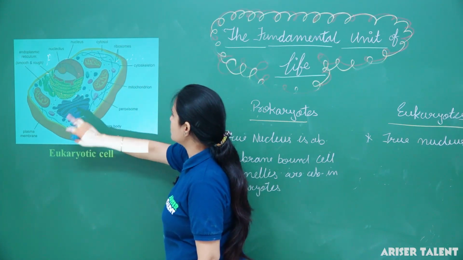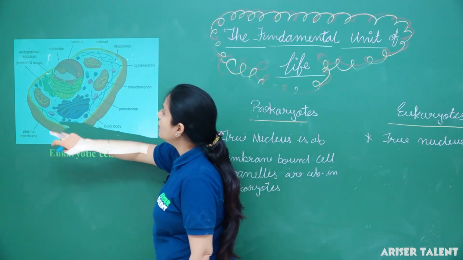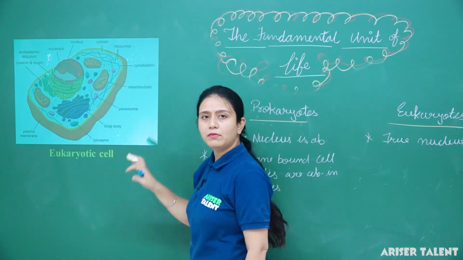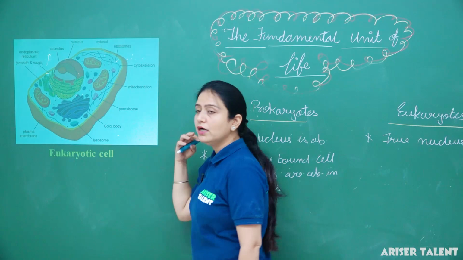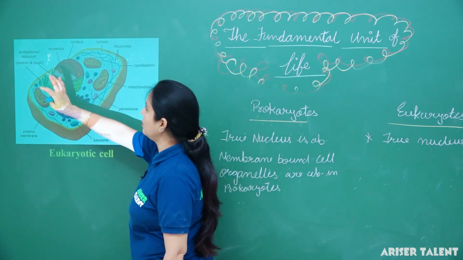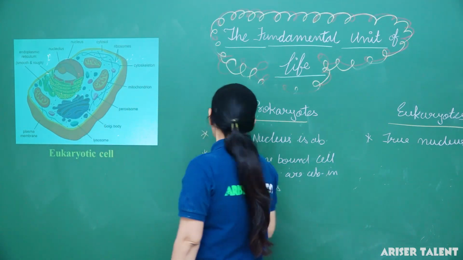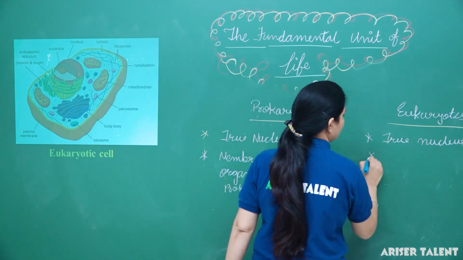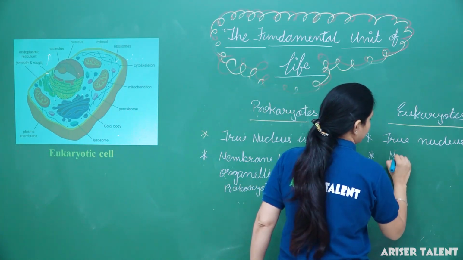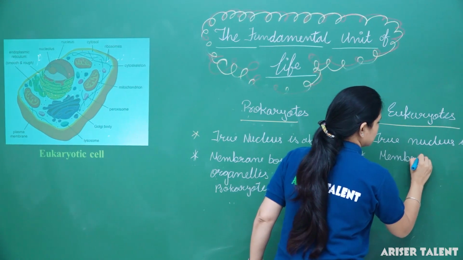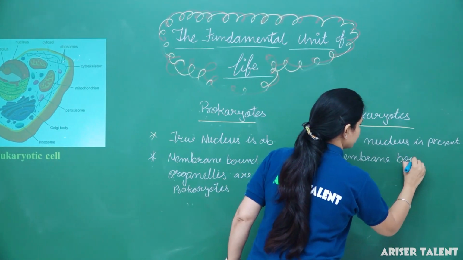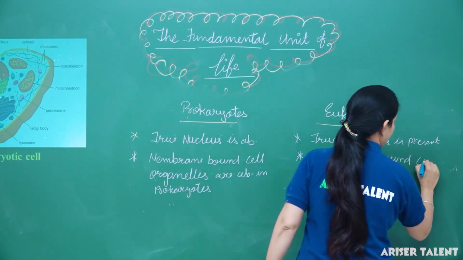mitochondria is there, lysosomes are there, Golgi body is there. Okay, so these are membrane bound cell organelles and they perform different activities. Endoplasmic reticulum is also there, smooth and rough. So here we can mention in the eukaryotic cell membrane bound cell organelle.